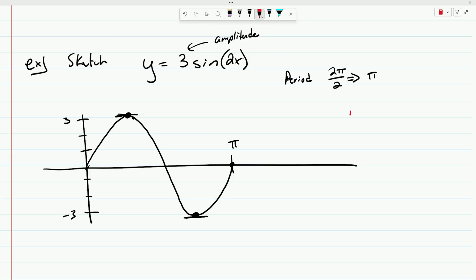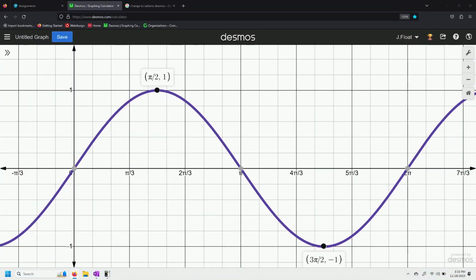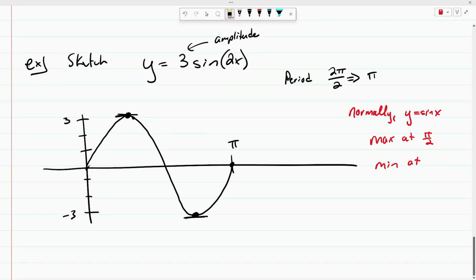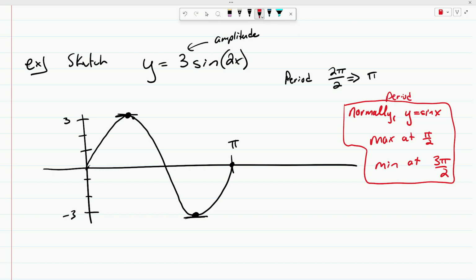So in red, normally, y equals sine x, max at pi over 2, min at, was it 3 pi over 2? Yep, 3 pi over 2, just making sure. All right, but you have to remember, these are valid when your period is equal to 2 pi. Our period is now equal to pi. All right, it shrunk a little bit.